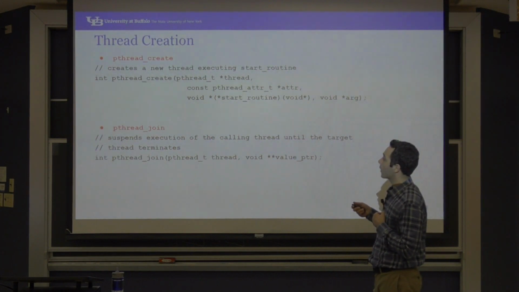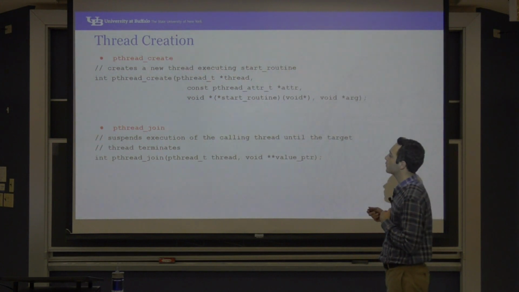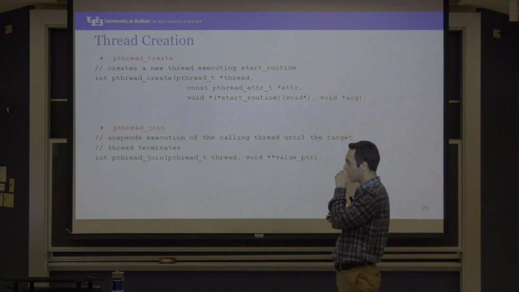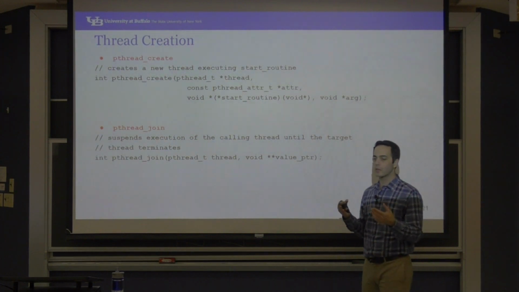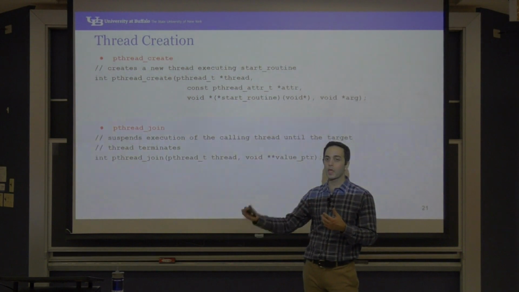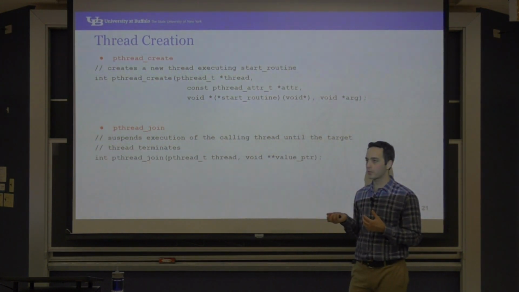So now another important function is pthread_join. Again, this is important. pthread_join suspends the execution of the calling thread until the target thread terminates. So basically, when you have multiple threads and you want to wait for another thread, you call pthread_join on that thread.